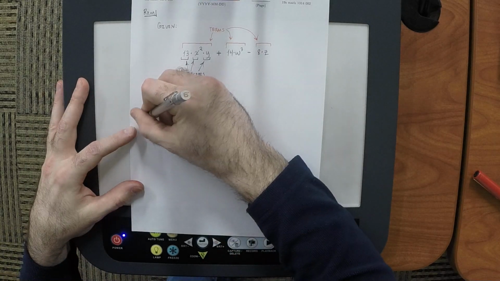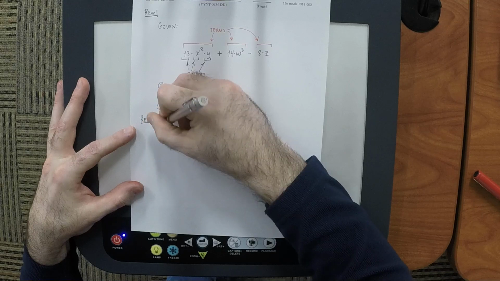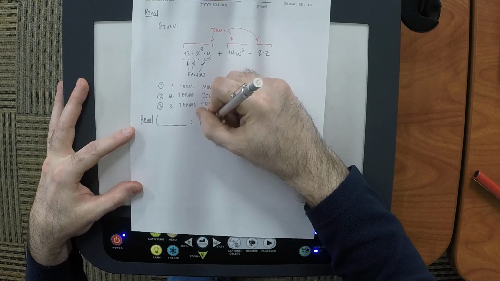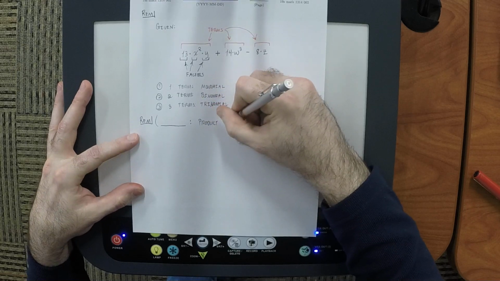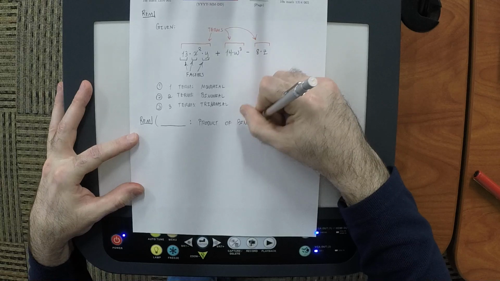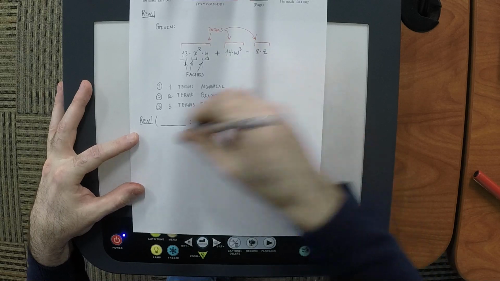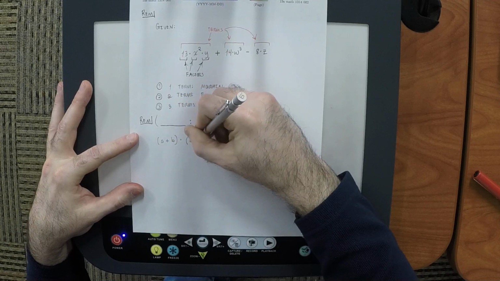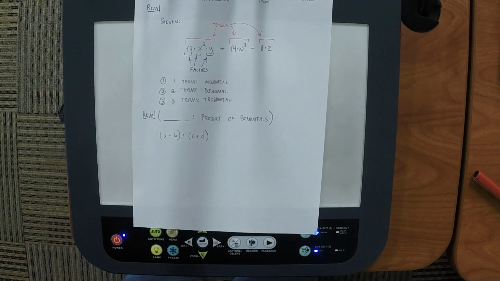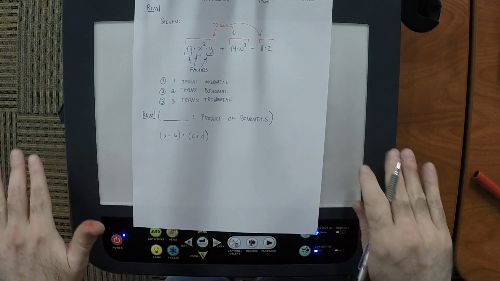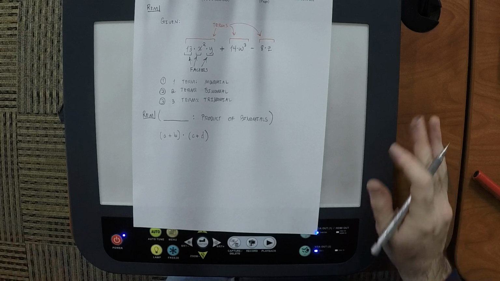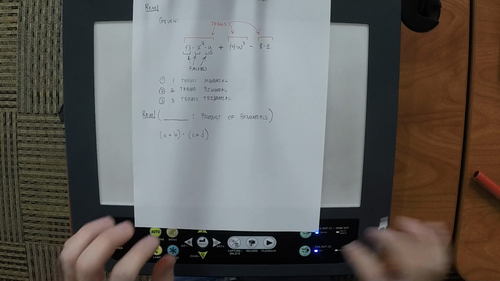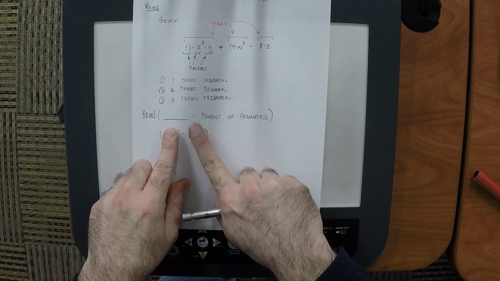So here we have something. Its name is blank, and we'll fill that in. It is the product of binomials. So what if we have something that looks like a plus b multiplied by c plus d? In this expression, do you observe that concerning the whole expression, there's just one term, and that from that point of view, there are two factors, the one on the left, the one on the right?